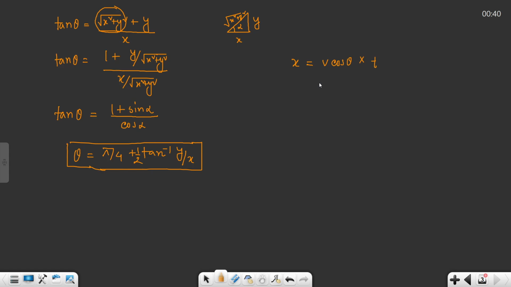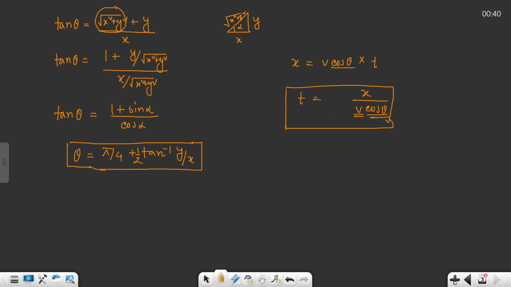So we know the value of v. We can also get the value of cos theta. And from this, we can easily get the value of t. So x divided by v cos theta is our answer. We know the value of v, and we can get the value of cos theta from this equation right here. Okay, so that's how you do the solution in the brute force manner.